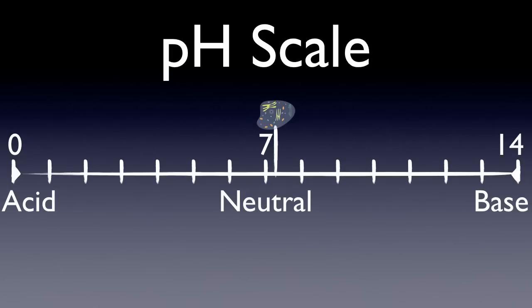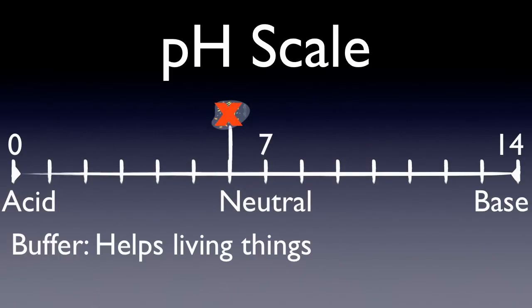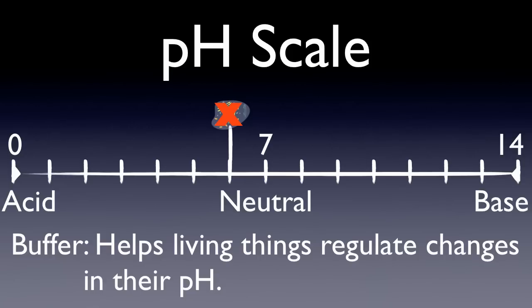Molecules in cells are very sensitive to how acidic or basic they are. Even moving to a 6.5 or a 6 on the pH scale can be extremely bad for the cells of living things. That's why many biological fluids have these things called buffers. Buffers are there to help living cells regulate the changes in their pH.